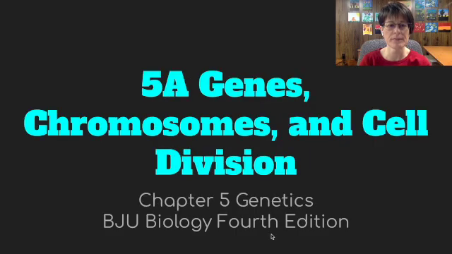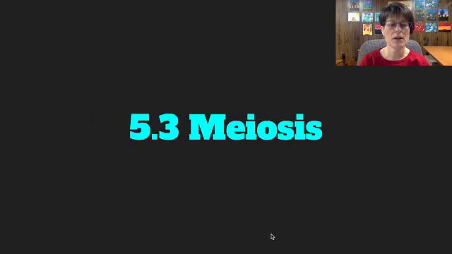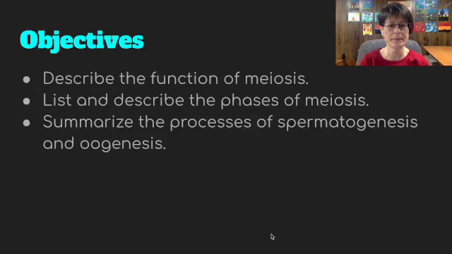We are studying Section 5A on genes, chromosomes, and cell division, and today we're going to talk about a special type of cell division called meiosis from subsection 5.3. So our objectives today will be to describe the function of meiosis, list and describe the phases of meiosis, and summarize the processes of spermatogenesis and oogenesis.